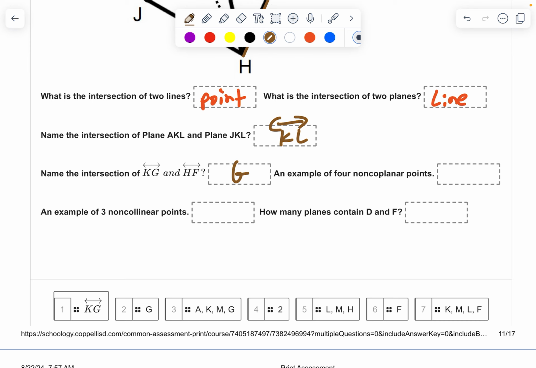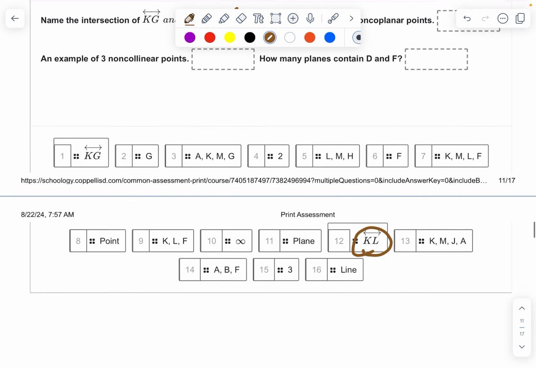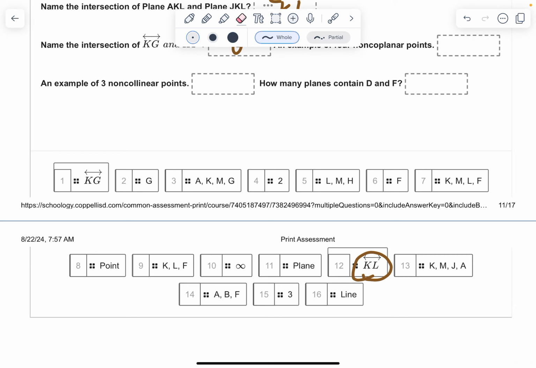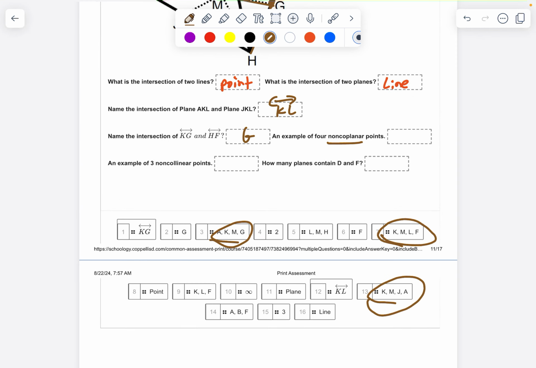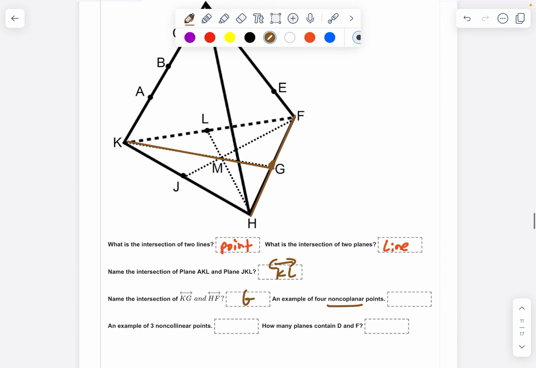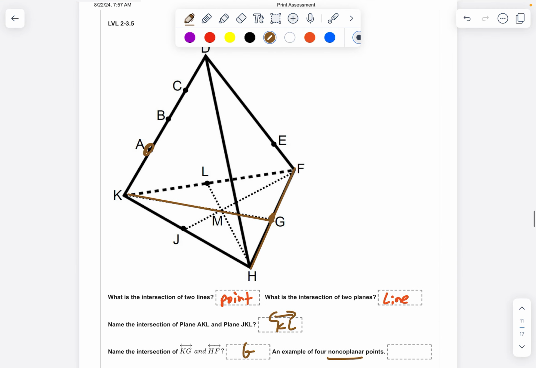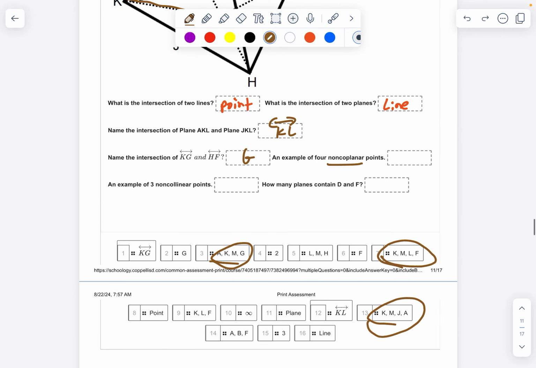An example of 4 non-coplanar points. Well, there's lots of options. We need to look at the actual choices here. There's 4 points. It's got to be one of those, so let's look. We want them to be non-coplanar, so not flat. AKMG, let's look. AKMG, yes, KMG is a line, so those are going to be coplanar. That is not it. So remember that if you keep listing points in a line, the next point will always be coplanar. KMG is a line, A is off the line, that's a single plane, that's a triangle. So that's not it.